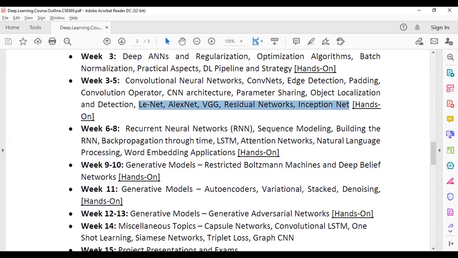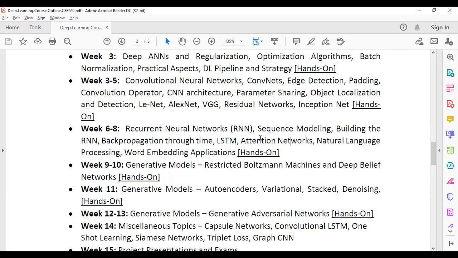In the case of recurrent neural networks, we'll do all these things, inshallah: sequence modeling, building the RNN, backpropagation through time, LSTM, attention networks. Attention basically means that, because I told you recurrent neural networks are focusing on the history of the sequence, right? I told you that. Everything in the history is not important, right? I just need to look at a few important things to make a prediction about the future.